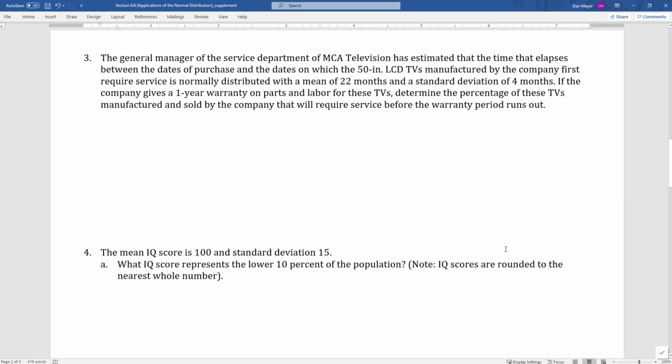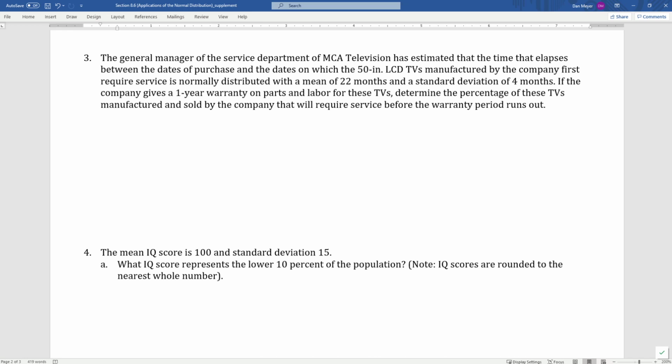The General Manager of the Service Department of MCA Television has estimated that the time that elapses between the dates of purchase and the dates on which a 50-inch LCD TV manufactured by the company first requires service, yikes, that's a mouthful, is normally distributed with a mean of 22 months and a standard deviation of 4 months. If the company gives a 1-year warranty on parts and labor for these TVs, determine the percentage of the TVs manufactured and sold by the company that will require service before the warranty period runs out. Holy smokes, that is a mouthful of a problem.